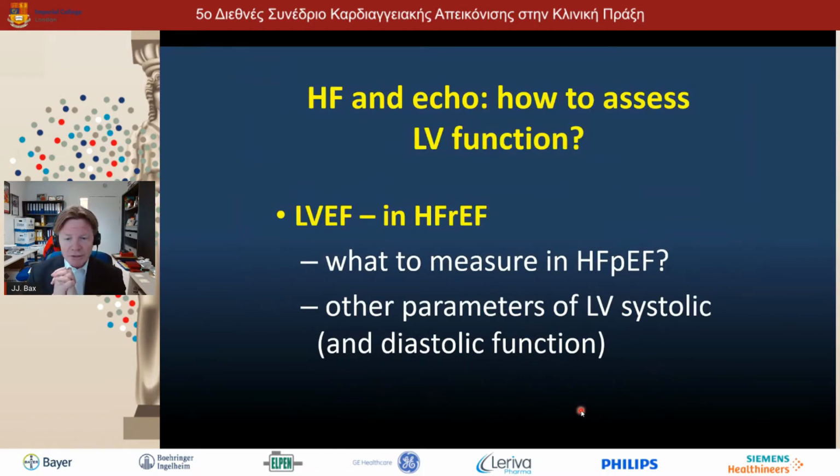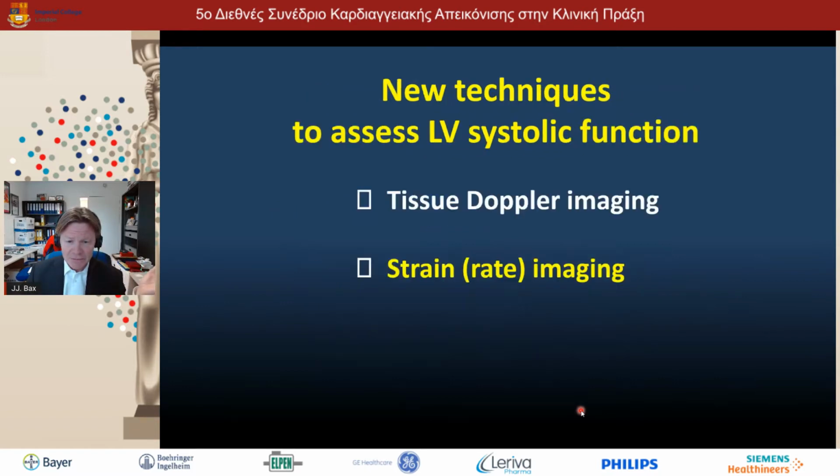What do we measure in HFpEF? We need other parameters than LV systolic and probably diastolic function. We need something that reflects what's going on in the myocardium, because the common denominator of heart failure with preserved ejection fraction is that your left ventricle is too stiff. It cannot relax. And there are lots of different diseases that can lead to that.